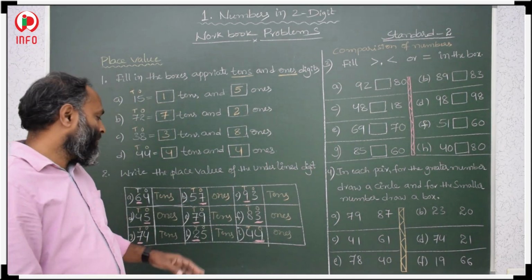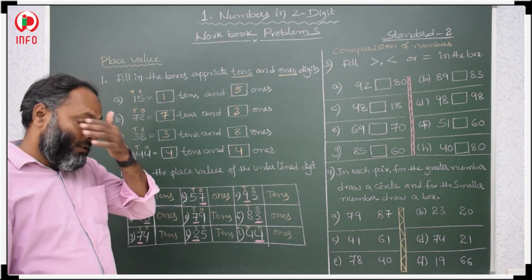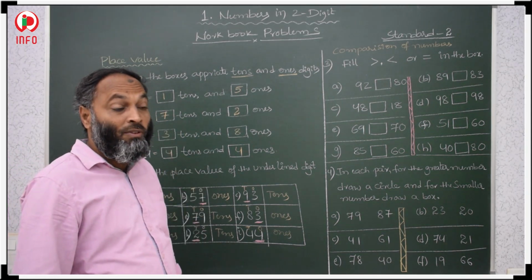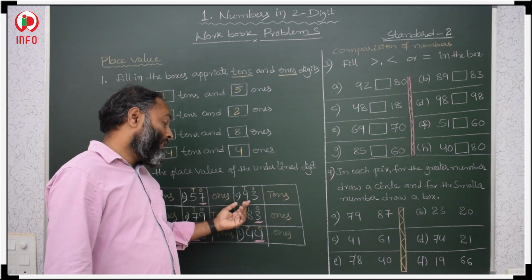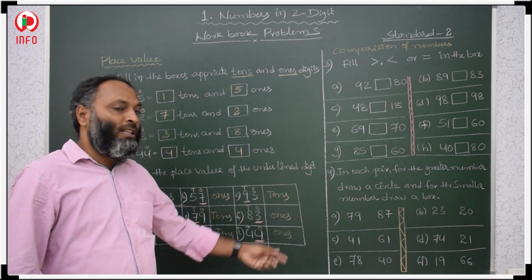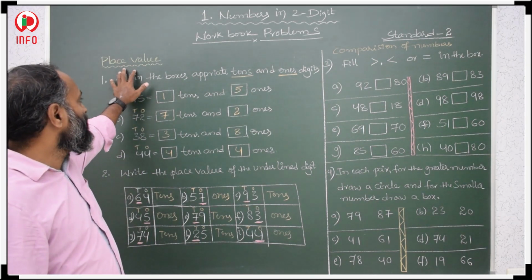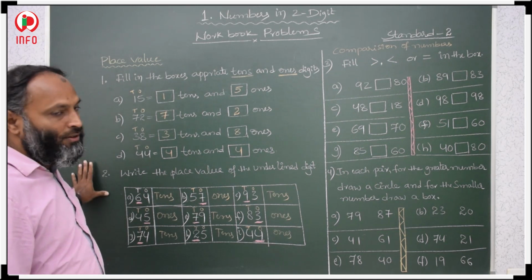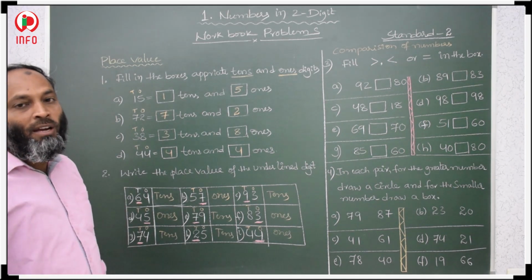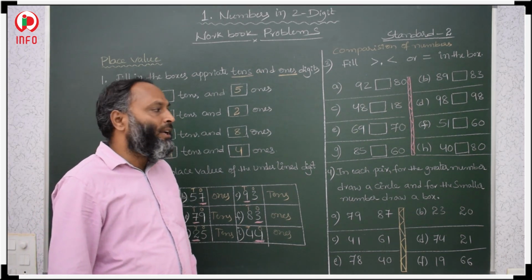In this way we have to think and we have to write. We have to first note down which one is in ones place and which one is in tens place. If the underlined one is in tens place, write here tens. If the underlined one is ones place, write there ones. So okay, these are the place values. First and second questions are based on place value.